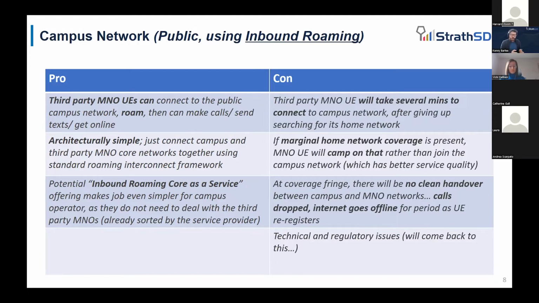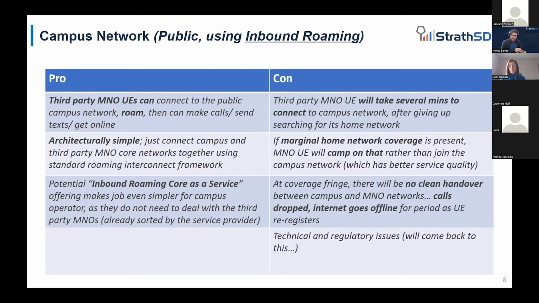If you've got marginal home network coverage in the area, the UE will probably camp on that rather than joining the campus network. So let's say you're in the fringes of coverage in your rural community, and there's a little bit of 2G here and there from one of the operators. The phones will stay attached to that rather than connecting to your super fancy 4G, 5G network.